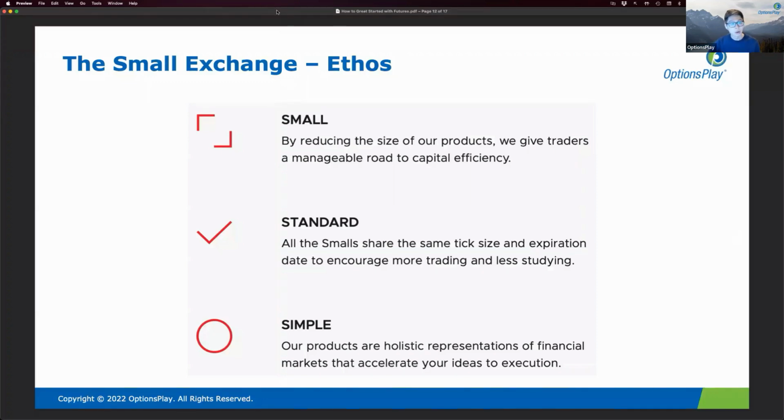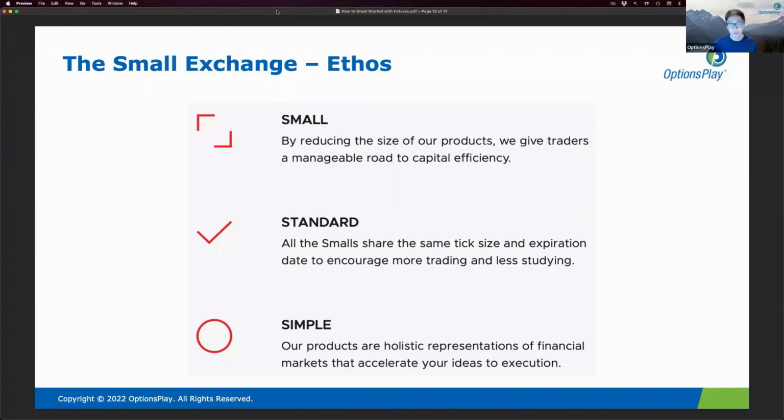Perfect. Okay, so now we've talked a lot about futures contracts and the benefits of futures contracts. Let's now talk about some specific futures products that you can trade. And this is really where I want to spend some time talking to you about the Small Exchange. This is a new futures exchange that launched a few years ago from Tom Sosnoff and the folks at Tastyworks.